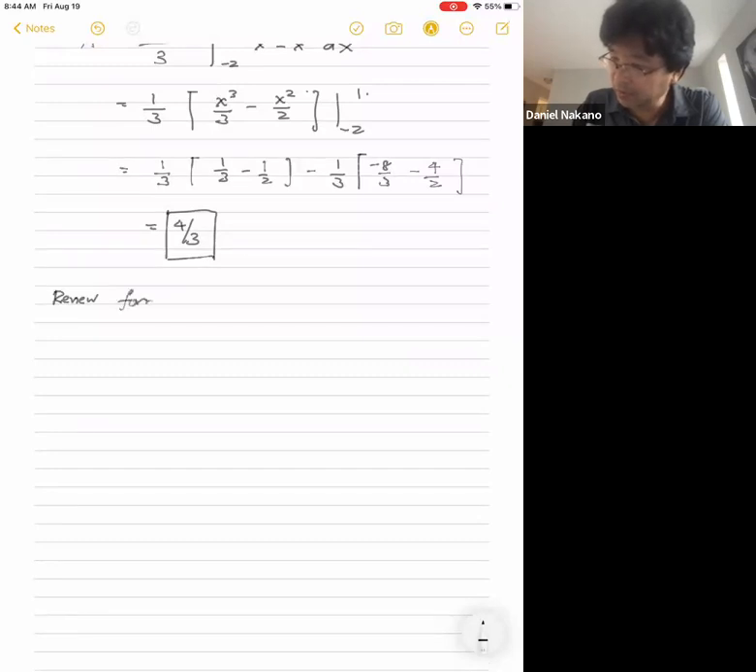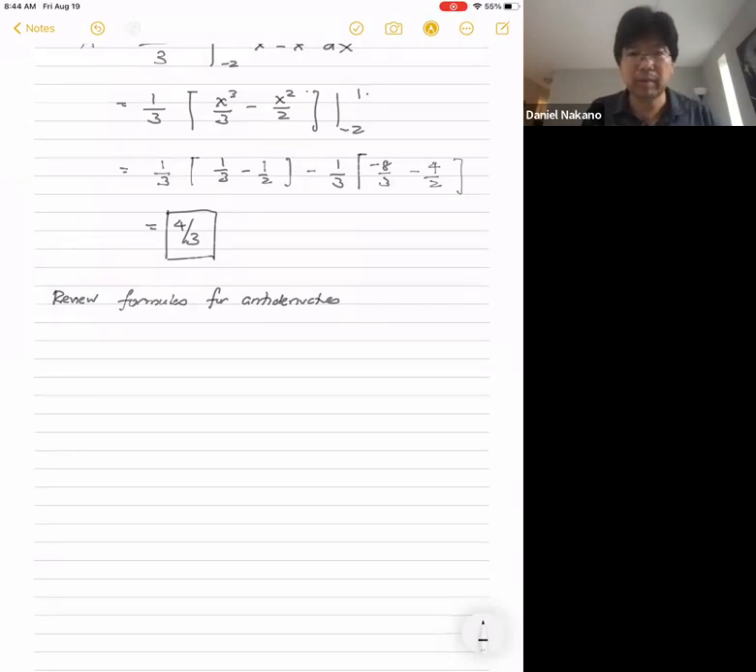formulas for antiderivatives. Okay. All right, so let's review formulas for the antiderivatives. So the first formula I'm going to start out with is the really basic formula in terms of a power of a polynomial. So I don't know if I should number these or not. No, let's not number them. So the integral of x to the n dx.